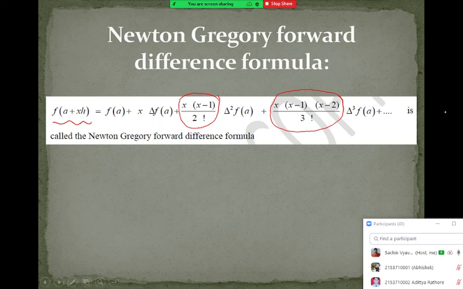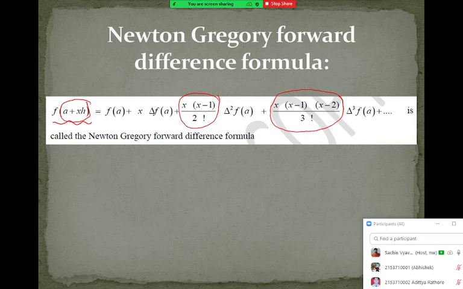Now you will observe that we are going to use this formula to find the missing values of the function. Indirectly, we have to find the value of the function at this a plus xh. Whenever we have to find the value of a function at a plus xh, generally we select the closest upper value as a in the table.